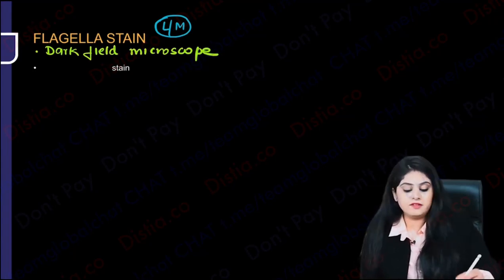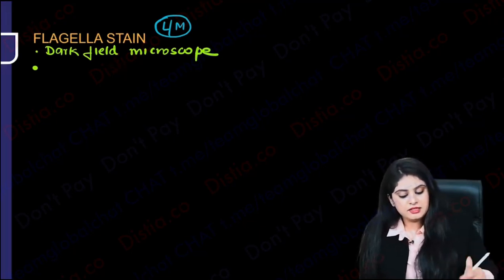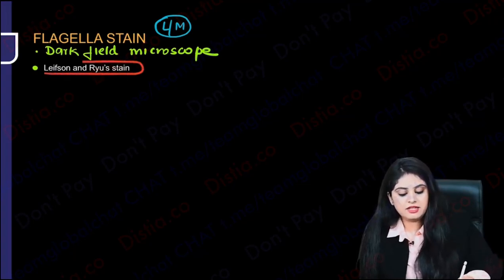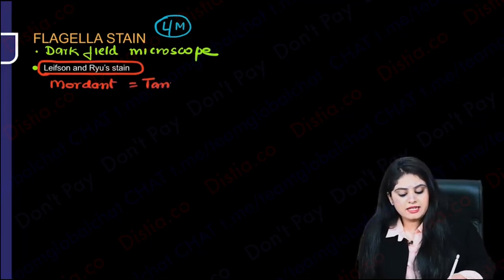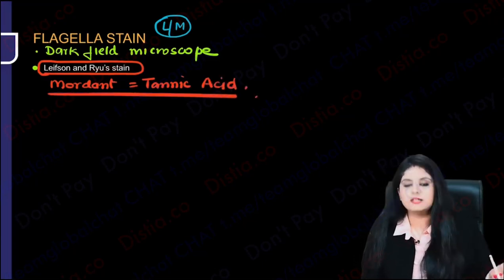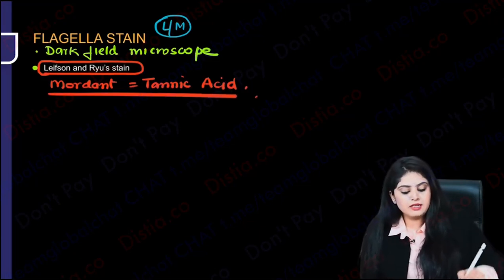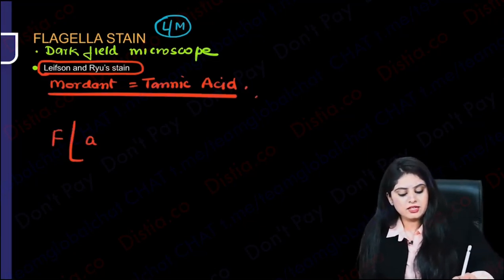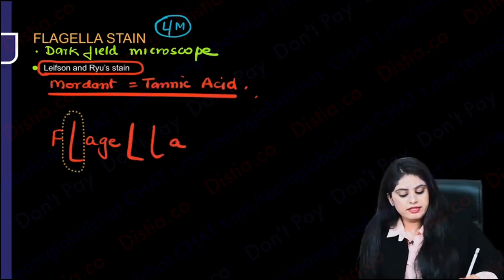If you don't have a dark field microscope, you go in for a stain, and the name of the stain is the Leifson and Reuss stain. The name of the stain is the Leifson and Reuss stain, which is very, very important. You don't need the entire pathogenesis of it, but please note that the mordant used over here is tannic acid. The mordant used over here is going to be tannic acid. So you just have to know that for the flagella, we are going to use the Leifson stain.